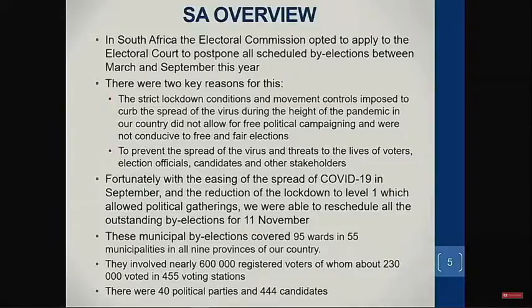The second consideration was to prevent the spread of the virus and the threats to the lives of the voters, the election officials, the candidates, and other stakeholders. In other words, we didn't want the elections to turn out to be a super spreader of the pandemic. And the background is that we're talking about a developing country which has a mixed bag of conditions, infrastructure, and capability to cope with the protocols of the pandemic.